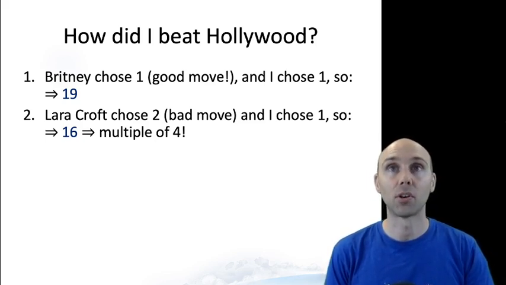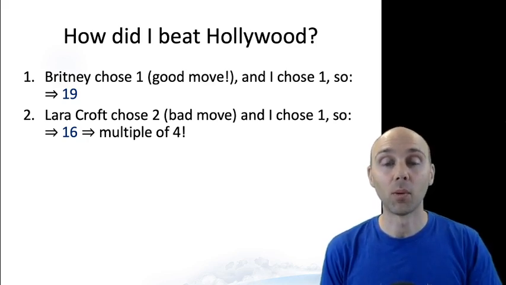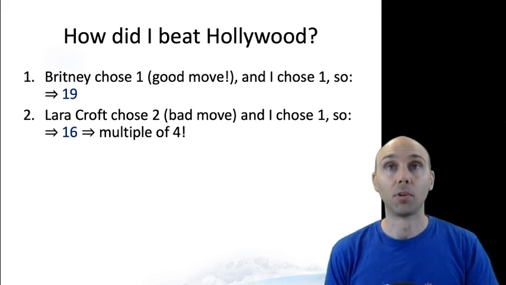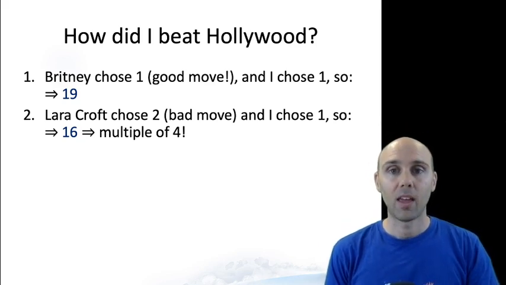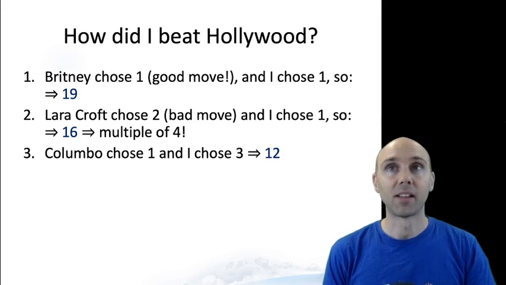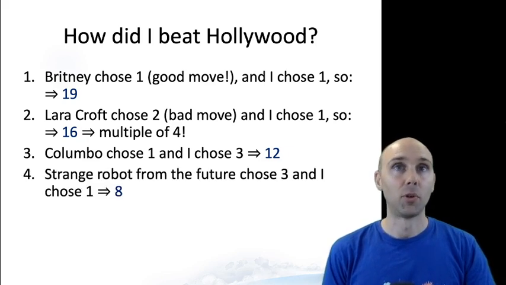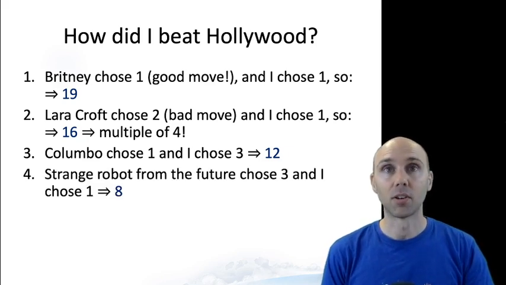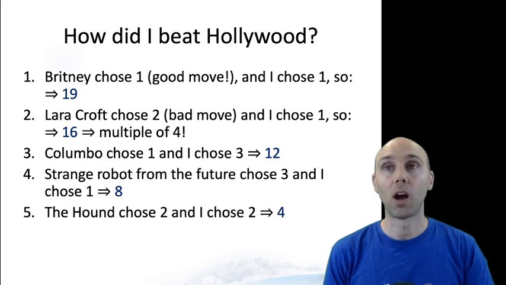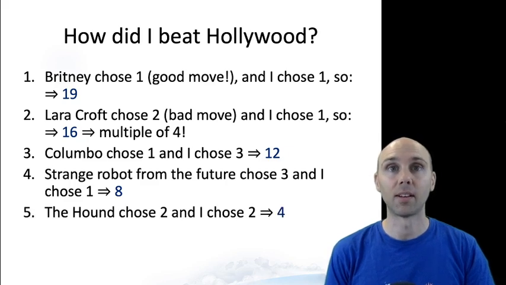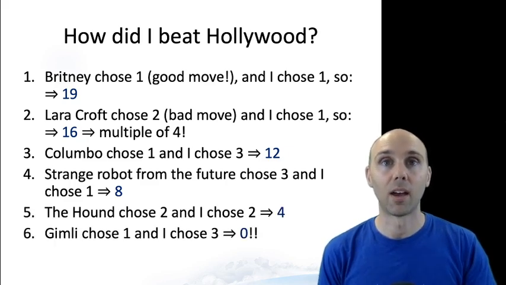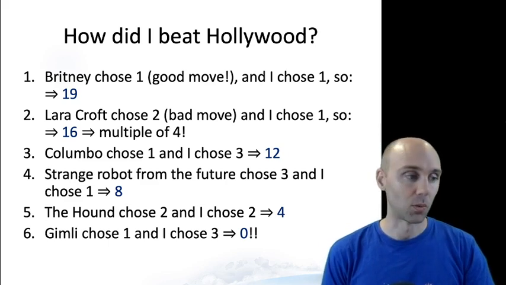As soon as she chose 2, I chose 1, and that got me to it being Hollywood's move at a multiple of 4. Then it didn't matter after that, as long as I kept them at a multiple of 4. Columbo chose 1, so I chose 3. Futurama robot chose 3, I chose 1, the Hound chose 2, I chose 2, and then Gimli didn't have anything that he could do. Right at the end, I was going to win.